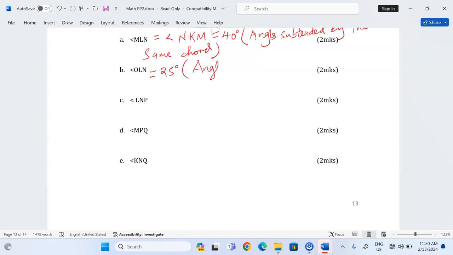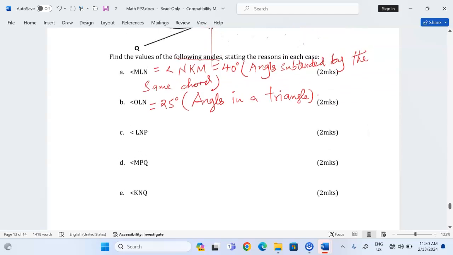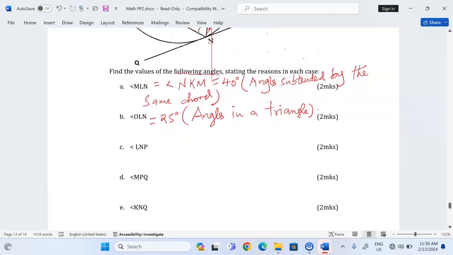Angles in a triangle, because that is the concept we have used just before arriving at the answer. We might have applied several concepts in the process of pursuing the value of a certain angle, but the reason that you provide is the one which is just immediate to the answer.